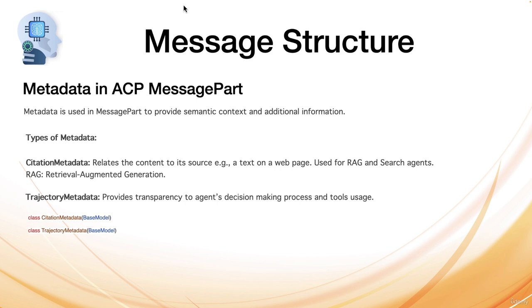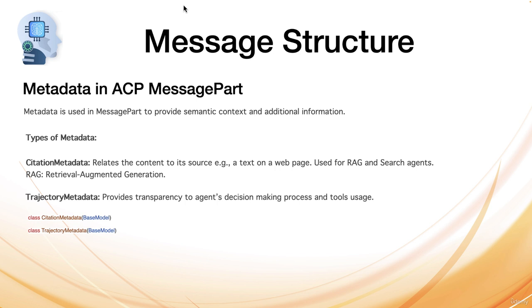For example, if you want to get some information from your company website or a knowledge base website in your company, for example, on Microsoft SharePoint, and if you get that piece of information and use it in your agent, you can provide citation to that data from your company website so that the client knows where you got the information from. Trajectory metadata, however, provides transparency to agents' decision-making process and tool usage. When we say tool, we are referring to an MCP tool. So if your agent uses an MCP to get extra context, you can provide the input and output and the name of the MCP tool in the trajectory metadata, and we will see that soon.